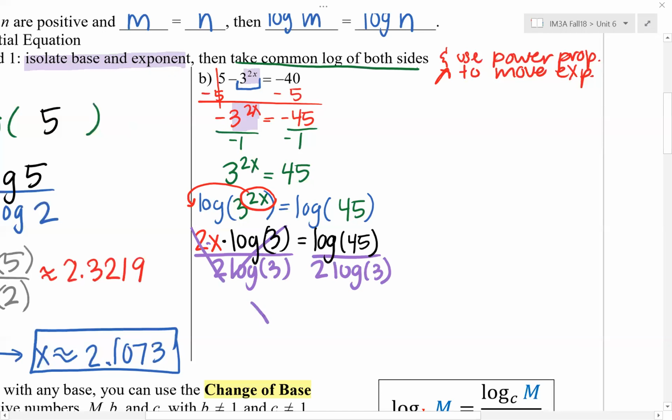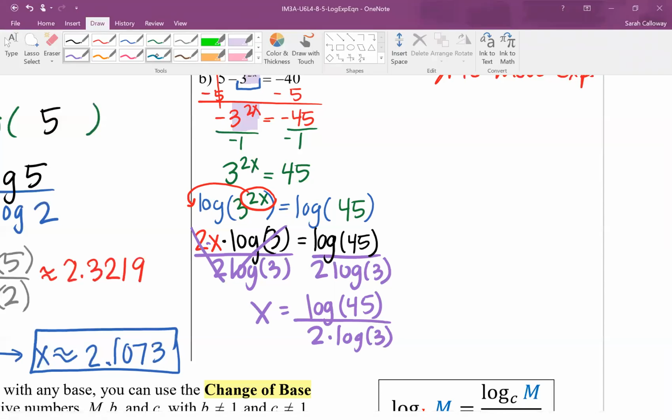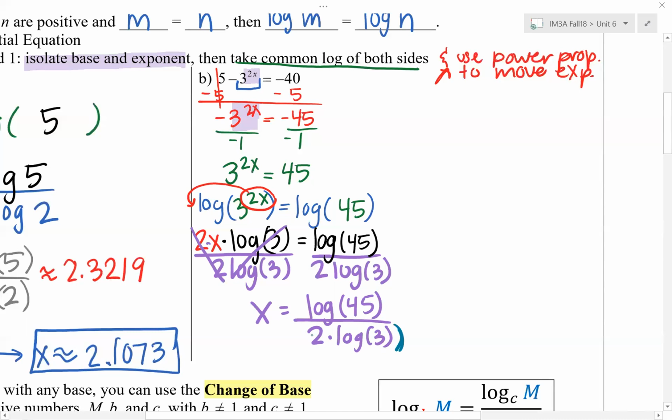And so we have x equals log of 45 divided by 2 times log of 3. And if your calculator doesn't give you the visual of a fraction, you're going to need to put parentheses around the 2 times log of 3 in order to get the correct answer.